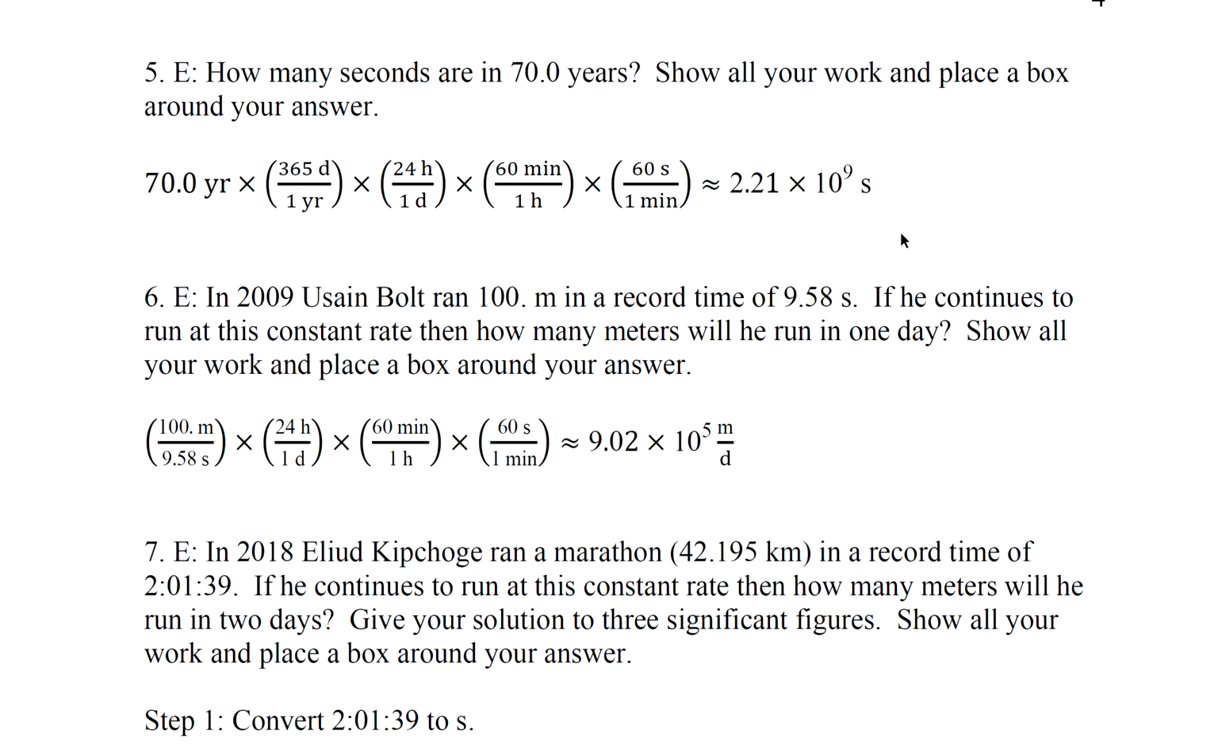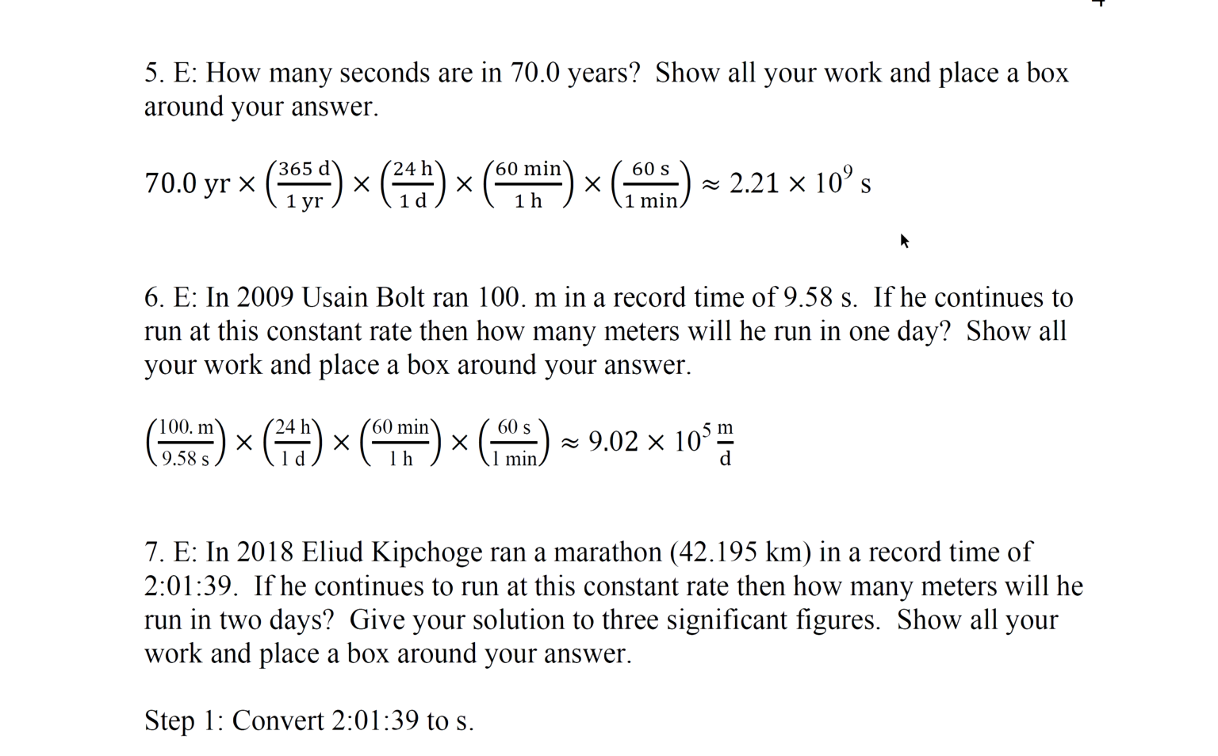Question 5, how many seconds are in 70 years? So we're going to go from years on the left to seconds on the right. So 70 years, and I have 4 sets of parentheses. You could see each set of parentheses is equal to the number 1. There's 365 days in a year, 24 hours in a day, 60 minutes in 1 hour, 60 seconds in 1 minute.